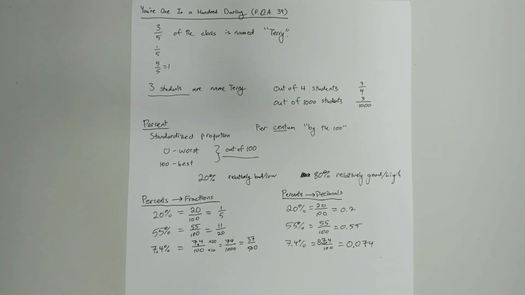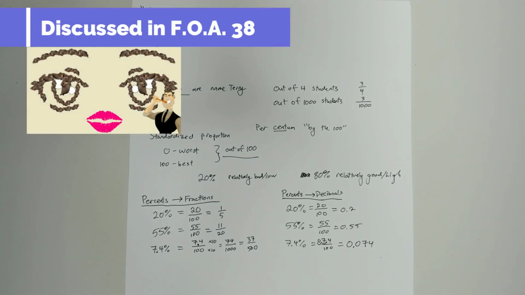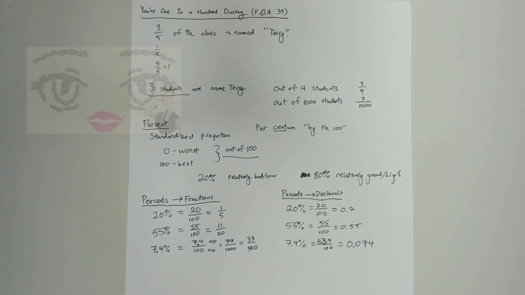So this isn't too difficult, but what's the point of converting percents to fractions or percents to decimals? Well, this is going to allow us to apply percents really easily because we know that we could apply proportions to things, right, by just multiplying a fraction. That means we can also apply percents to things by multiplying a fraction.